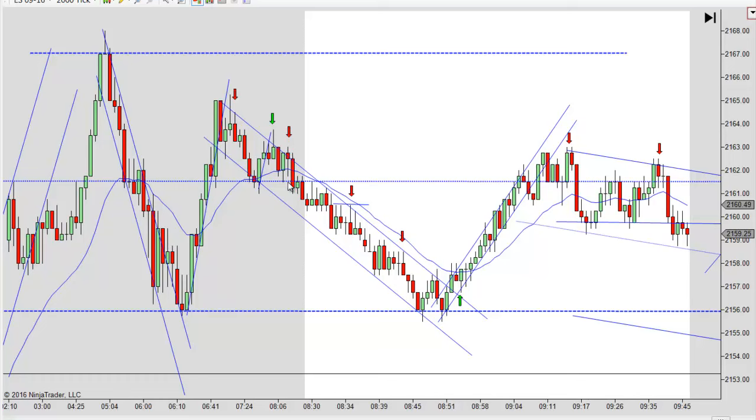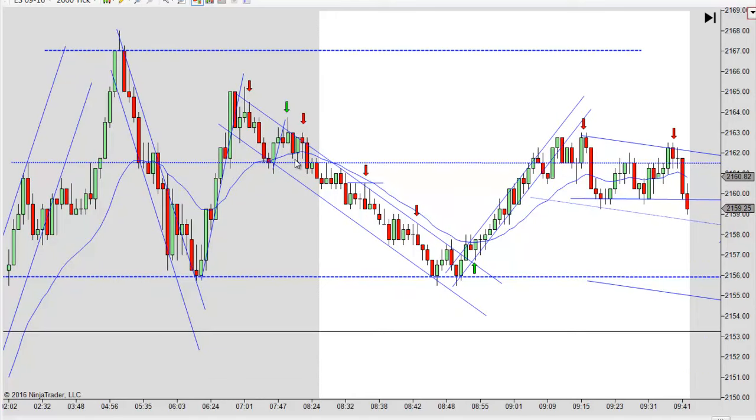And it turns back down. I'd be ready to go short right there. You might look at this support here and say, hey, there's some support right there. But with that trap, we're probably going lower.